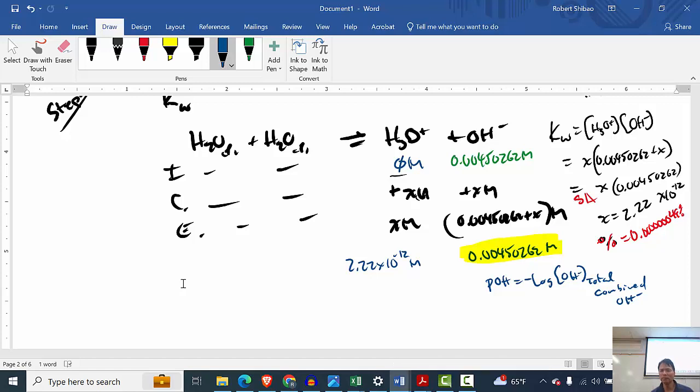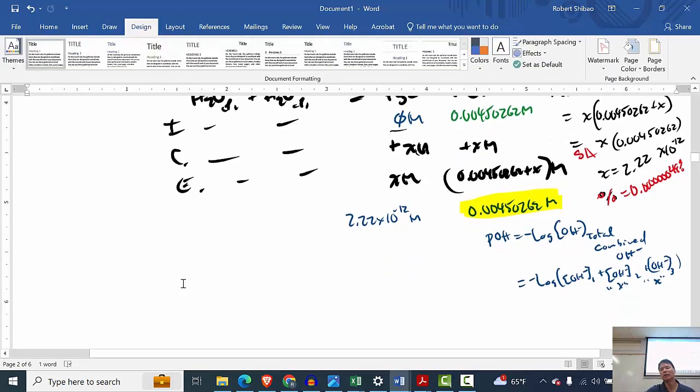That is, in other words, this is equal to the negative log of the hydroxide from step 1 plus the hydroxide from step 2. Now this is the additional hydroxide from step 2. So the hydroxide generated in step 2, which is the X value here, plus the hydroxide from step 3. Again, this is the X value. I'm not going to add like 0.045 plus 0.0045 plus 0.0045 there. It's just the X's, the changes.